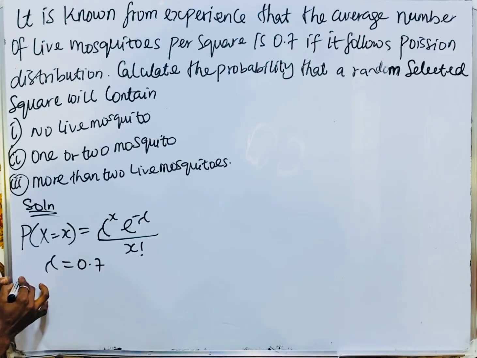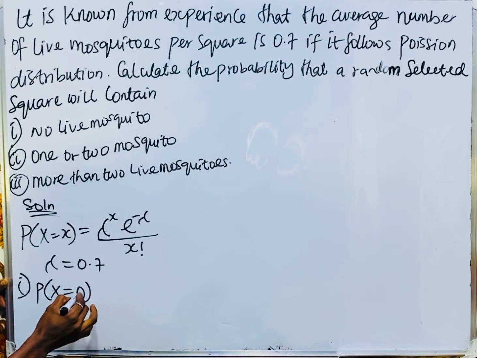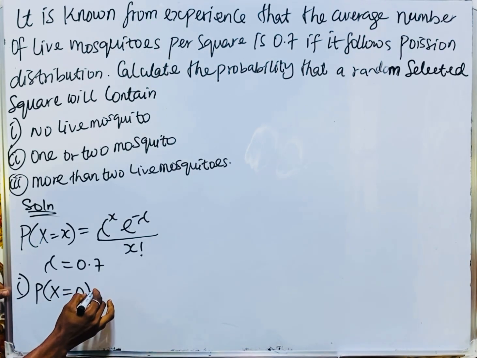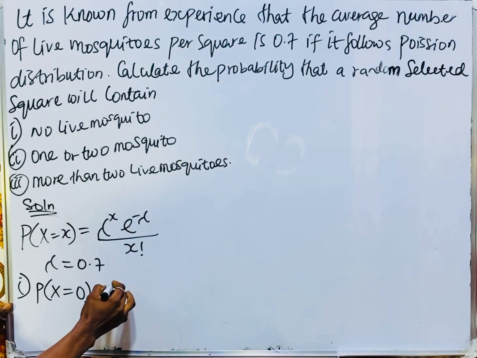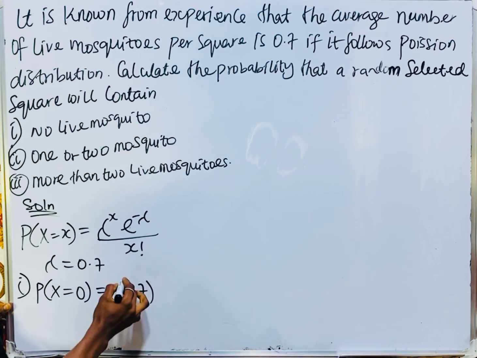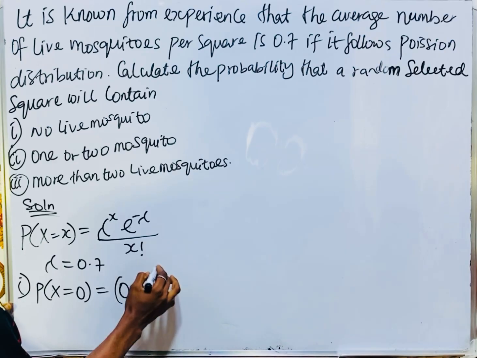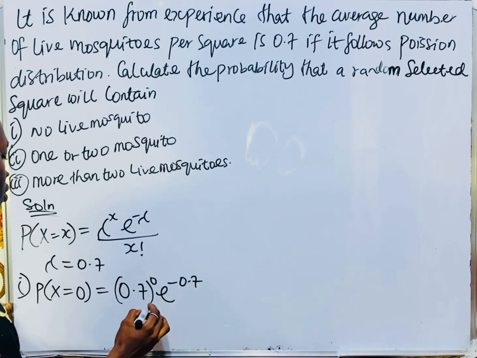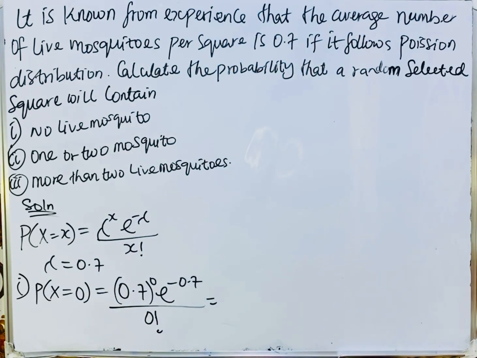So we'll be having question I. No live mosquito. So P of what? X is equals to, our x is what? 0. So no live mosquito. So what will it be? For us to have no live mosquito, we are going to have 0.7 to the power of what? Our x is 0, right? Then exponential minus lambda, which is 0.7, all over x, which is 0, factorial. So let's punch it with our calculator.